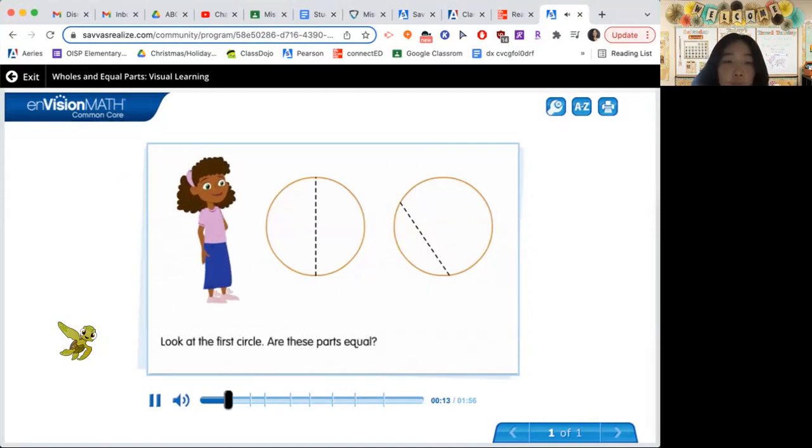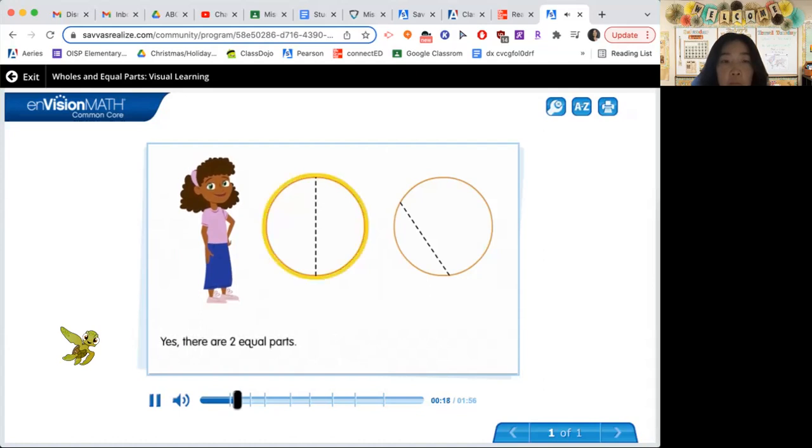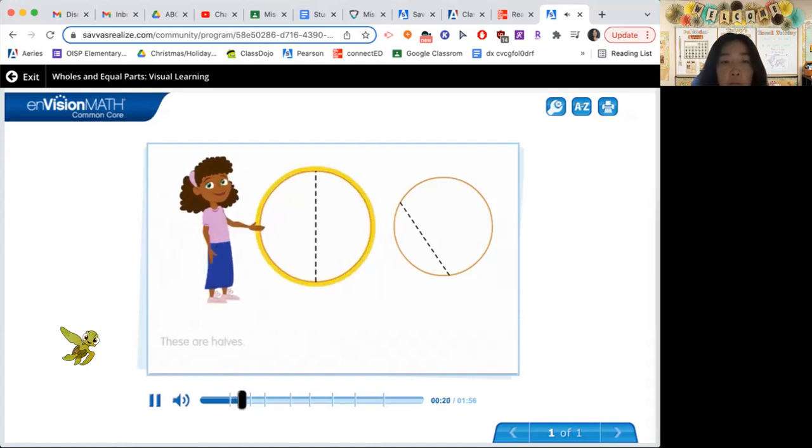Look at the first circle. Are these parts equal? Yes, there are two equal parts. These are halves.